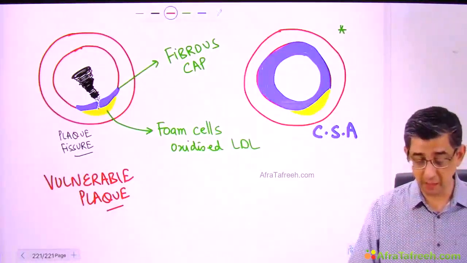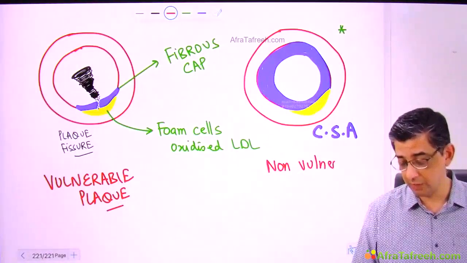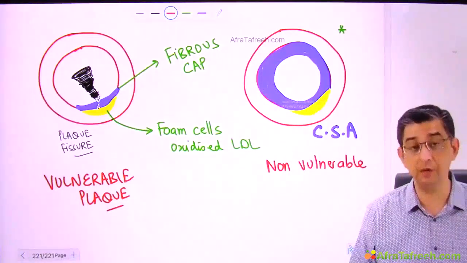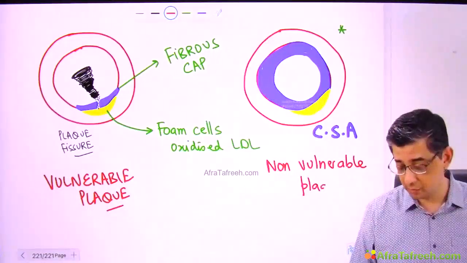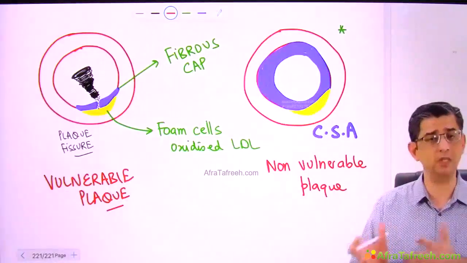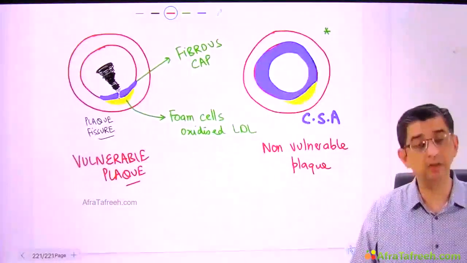For the right hand side, I want to use the word non-vulnerable plaque. What I imply by non-vulnerable is that the chances of myocardial infarction will be relatively, I'm saying relatively, lesser. When it comes to the one which I've written as non-vulnerable plaque, because the artery itself is narrowed, the incidence of chronic stable angina will be relatively higher.